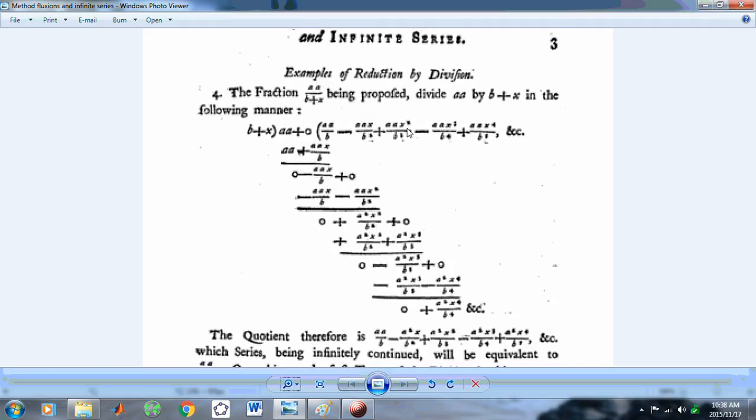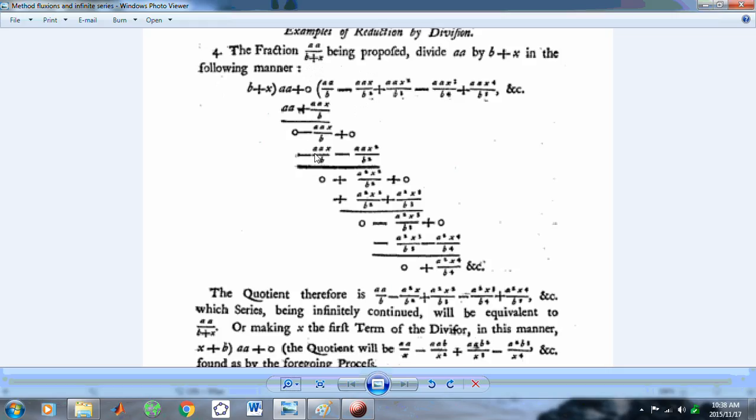Reduction by division. Okay, what Newton's done here is very obfuscated, and it doesn't need to be that way. Most of you will not understand what he's done because you're just not smart enough, so I'm going to simplify this for you and show you that you can get this quotient that he gets down here in a much simpler way.